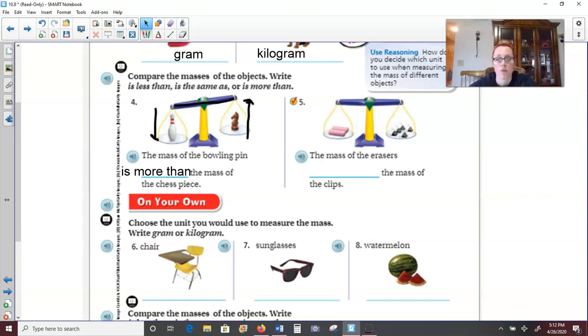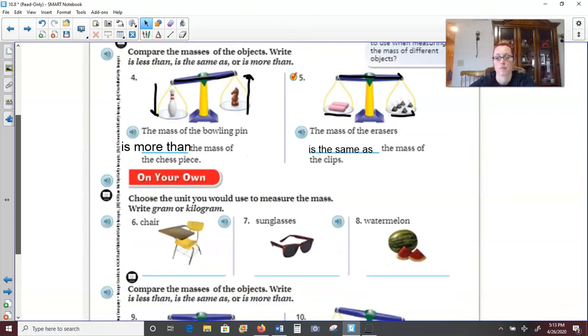Either way, what do you notice about these two objects? Both sides of the scale are about the same. You see how they're at the same level. So the mass, oh, I guess it tells me the problem. The mass of the erasers is the same as the mass of the clips. Because the scale is balanced, the two objects weigh the same.